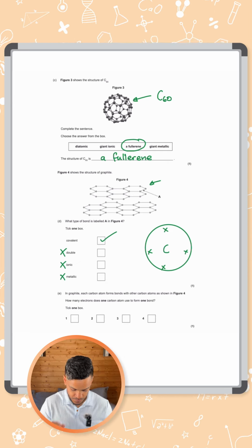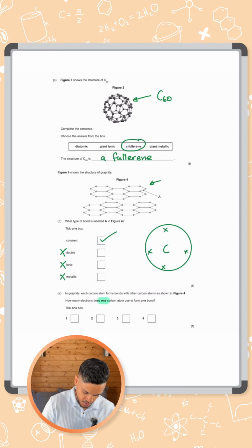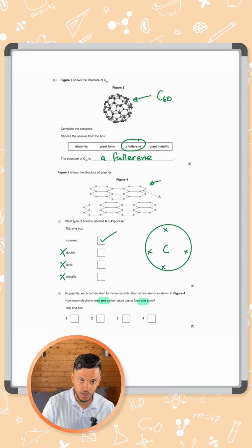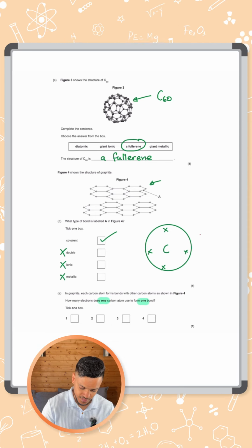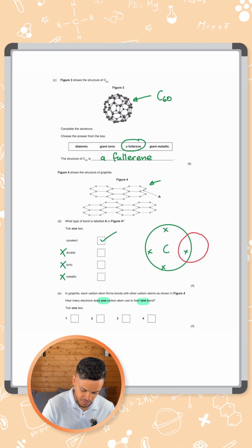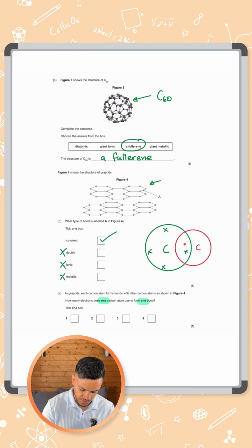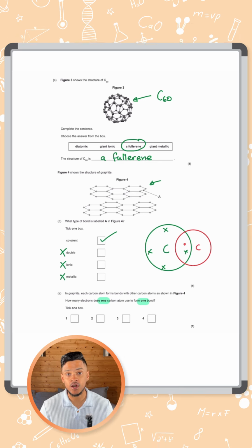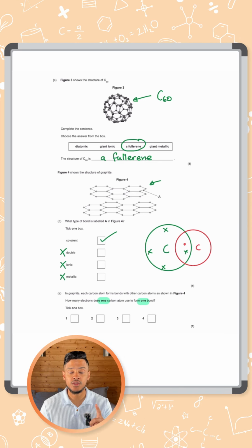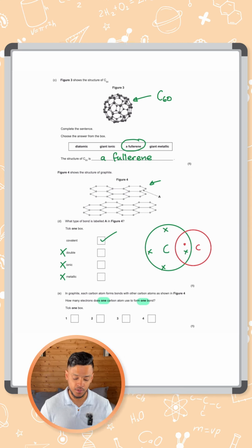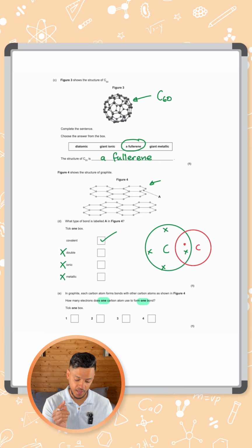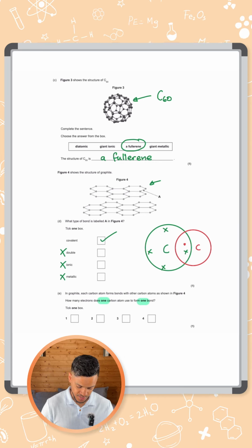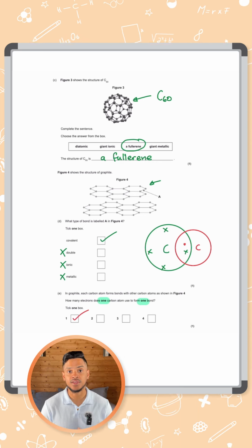But the question is specifically asking one carbon atom forming one bond. That is pretty simple, because if this carbon atom was bonded to another carbon atom, there would be one bond. So each carbon atom uses one electron and they share them together to form one bond. So the red one uses 1 and the green one uses 1 as well. Answer here is 1, and that's how you get 4 marks there.